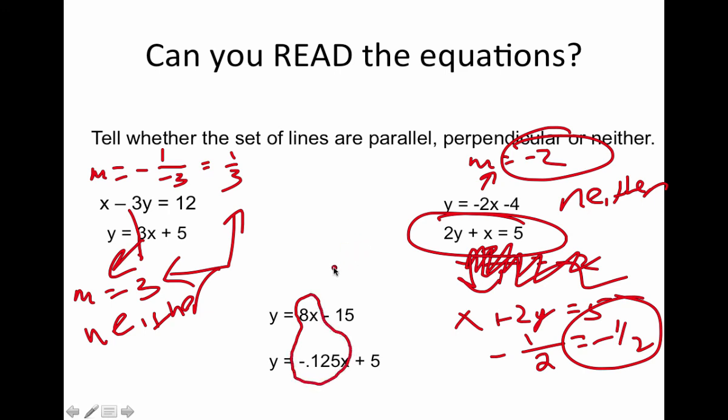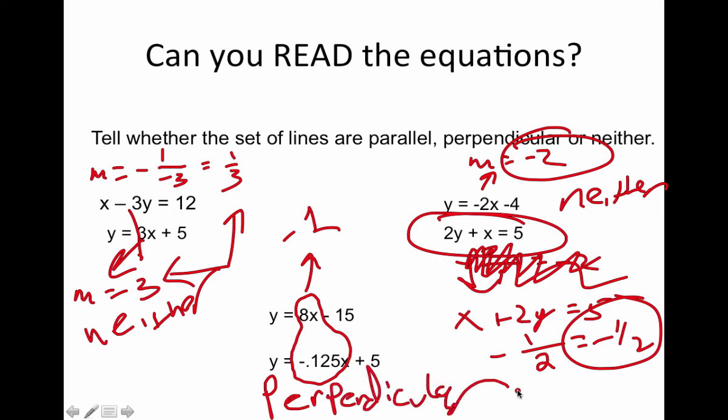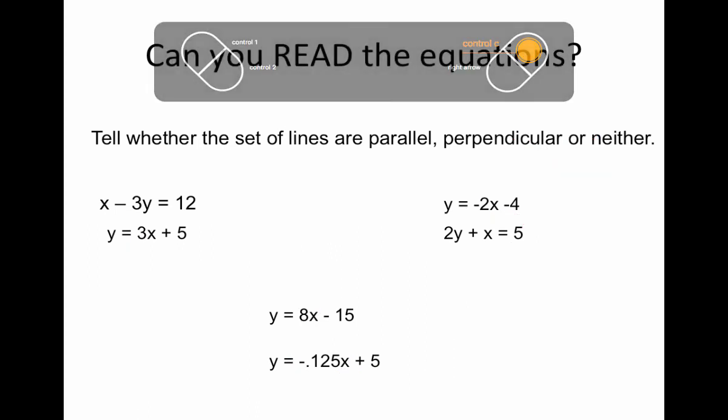Because I can't do a reciprocal of a decimal. That's terrible. I get -1, which means these are perpendicular. Perpendicular. That means they're going to form a 90-degree angle when they intersect. Good stuff.